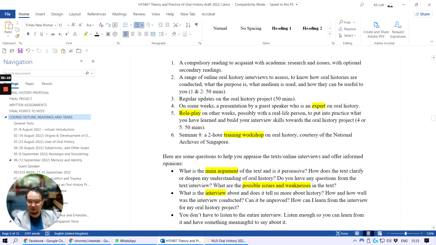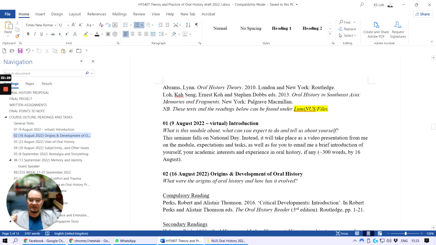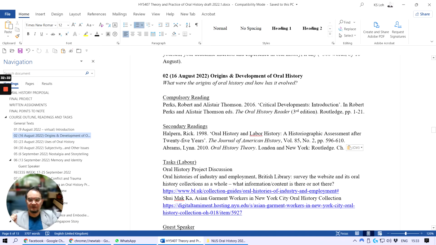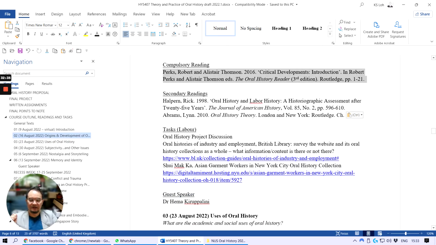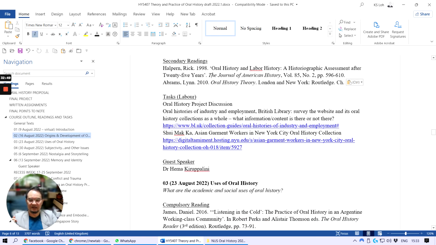But there are other things to do, right? There's always a number of oral history interviews online to read. So this will be your encounter with oral history that's been done before. For example, in our second week, we'll have a compulsory reading, which is really an introduction to oral history and the history of oral history, by Robert Perks and Alistair Thompson, who are very experienced oral historians, and then a couple of secondary readings.